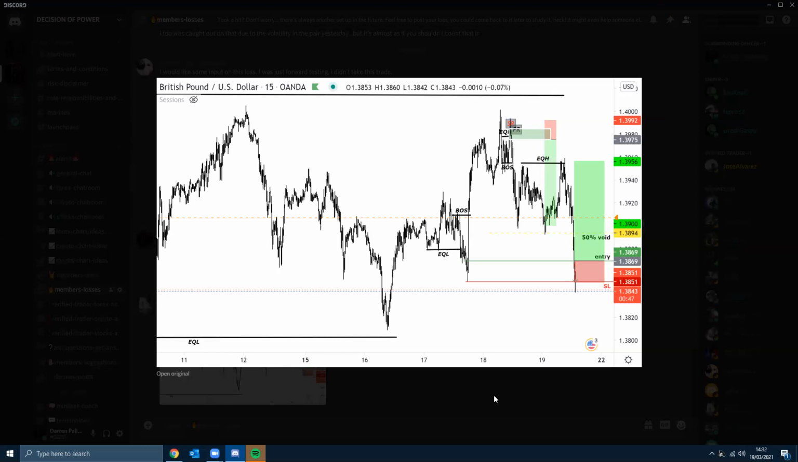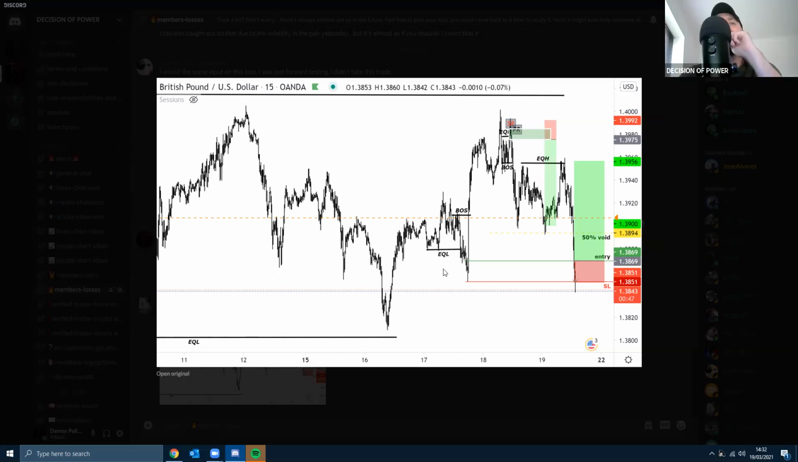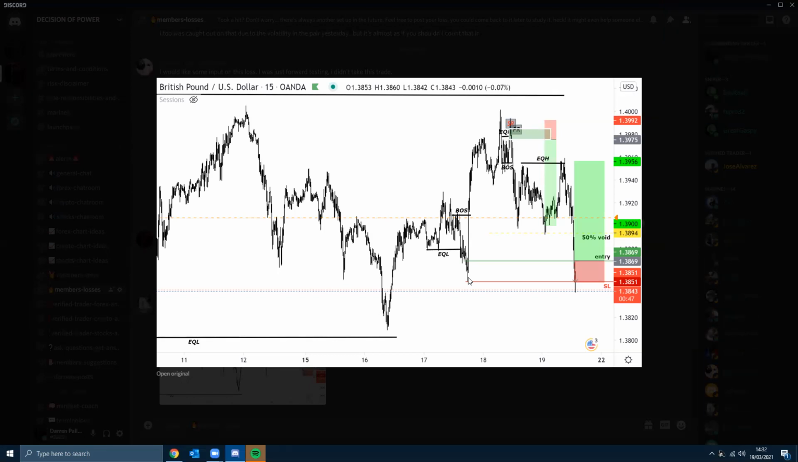That first little DSR, it broke. So now it can go either way. It can continue down and take out the lows, or it could reverse here, acting as the DSR. A true DSR is retesting 2 levels of structure. But for me, I'm just out.